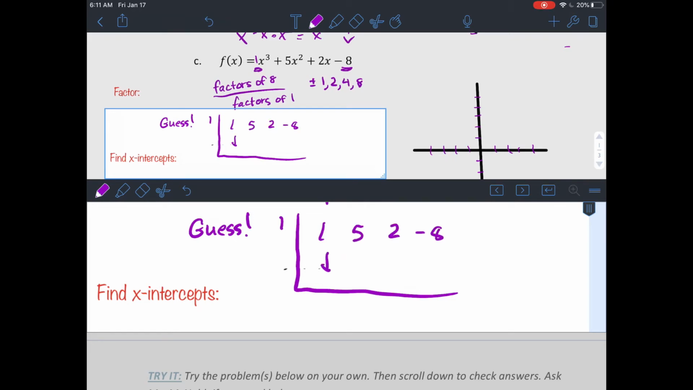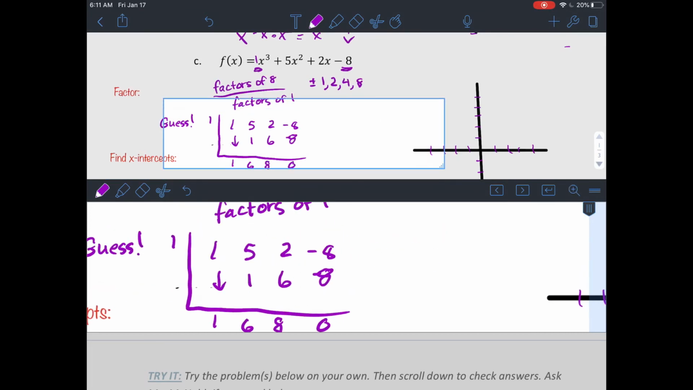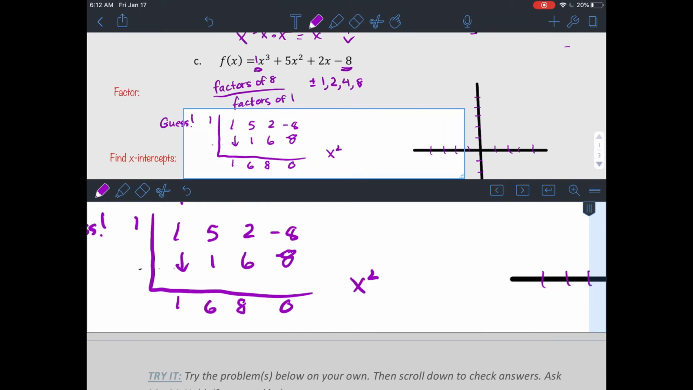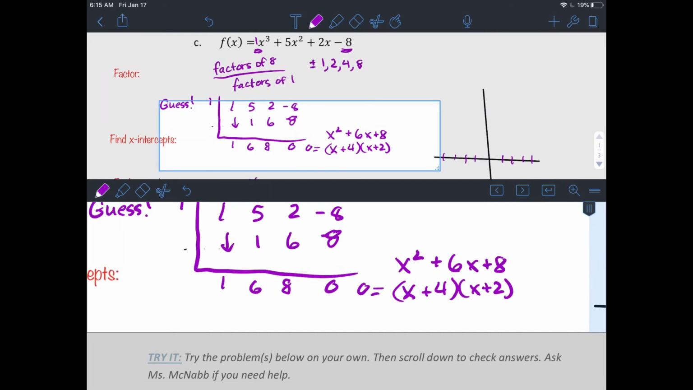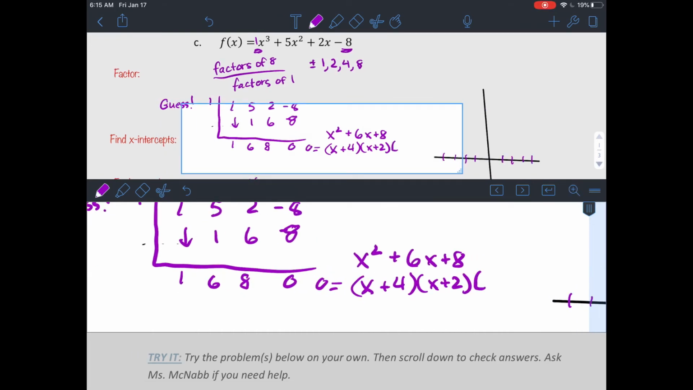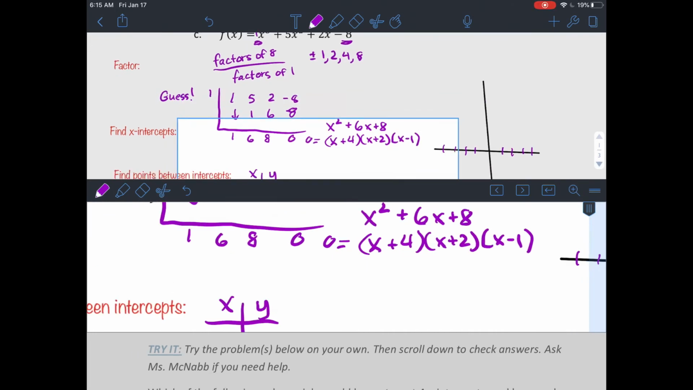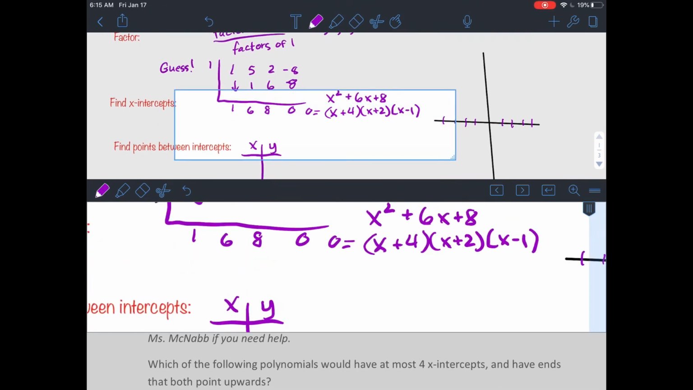And yes, I cheated and made sure 1 worked before I recorded this video. So if you do that synthetic division, you end up with x squared plus 6x plus 8, which you can factor into x plus 4 and x plus 2, and then your original factor of x minus 1. Now that it's in factored form, you can get your x-intercepts by setting those equal to 0.